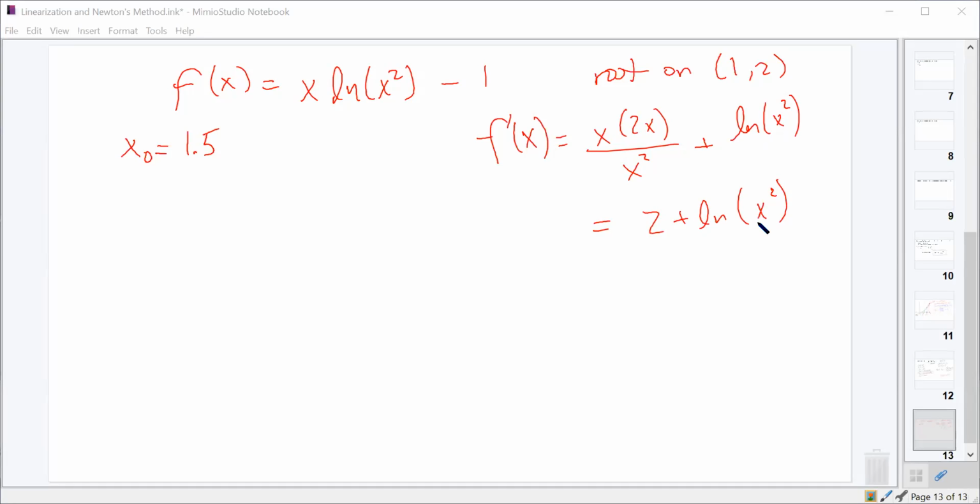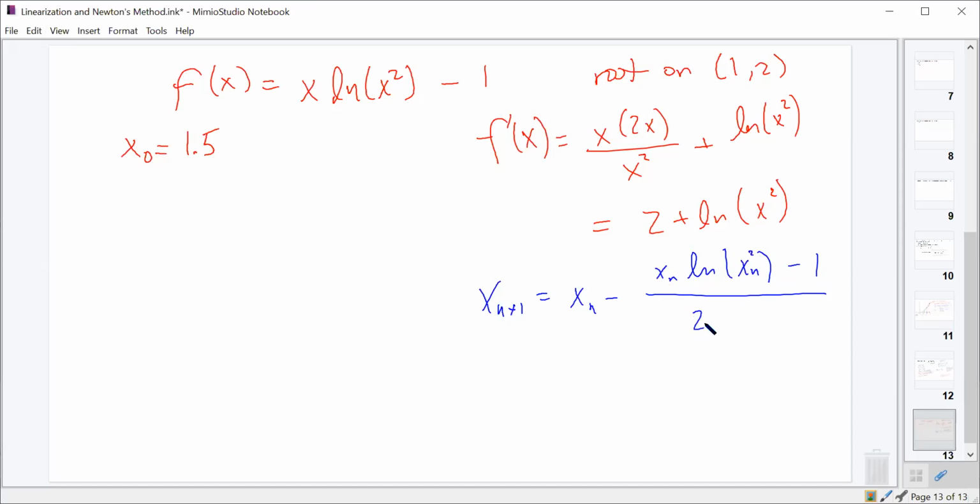Yeah. All right. So our formula, x sub n plus 1, ought to equal x sub n minus f of x sub n, so x sub n ln x sub n squared minus 1, over 2 plus ln x sub n squared. Good or no?